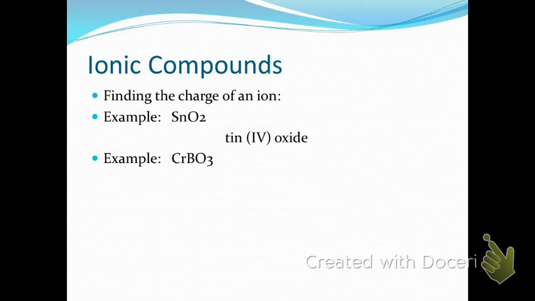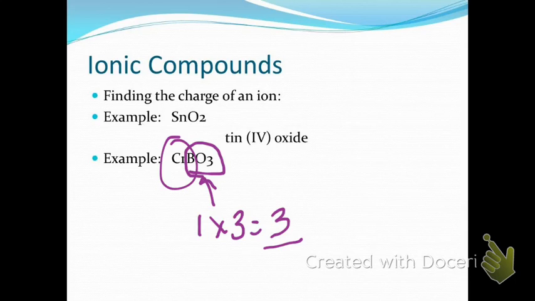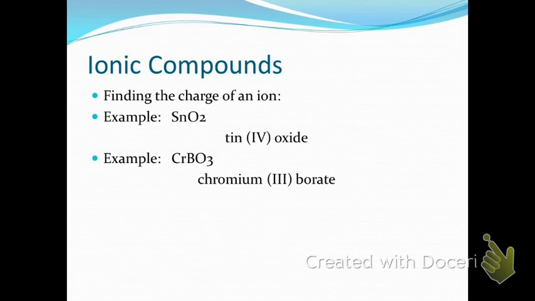Another example, CrBO3. Now, how many BO3s do you see? There is no parentheses, that means there is one BO3, times the charge of borate, which is a 3-. You get 3, divide by the number of chromiums, 1, you end up getting chromium 3 borate.